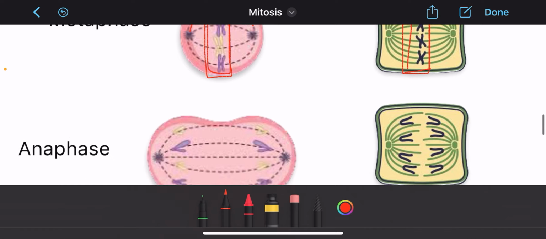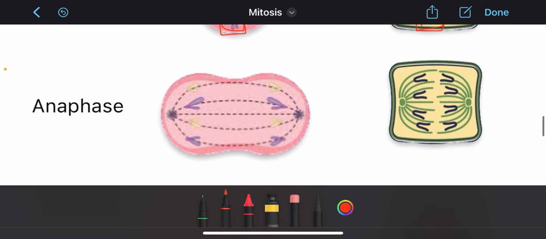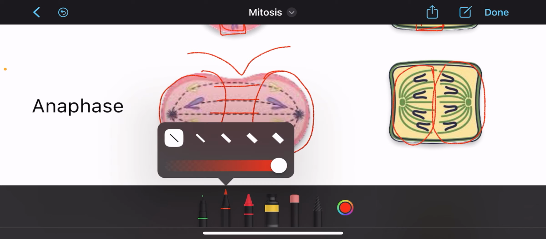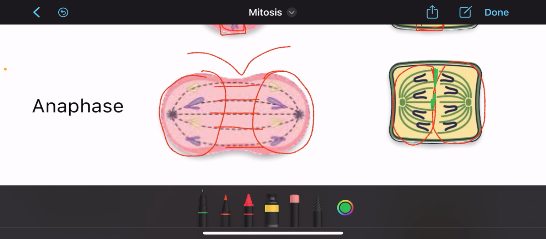Now, the next stage is anaphase. Anaphase is a stage in which we can see the two sister chromatids moving apart towards the opposite poles, in the case of both animal cell and plant cell. And it happens due to the shortening of the spindle fibers. And you can additionally find the furrow being formed in the case of the animal cell and the cell plate being formed in the case of the plant cell.